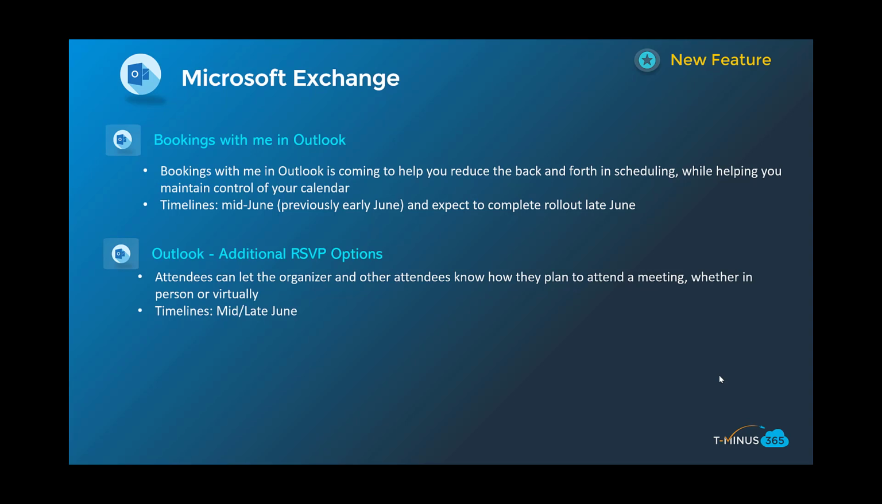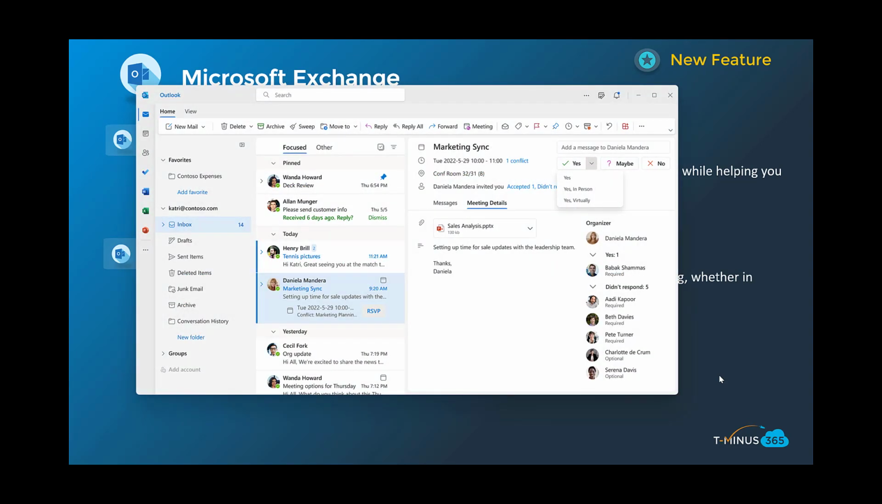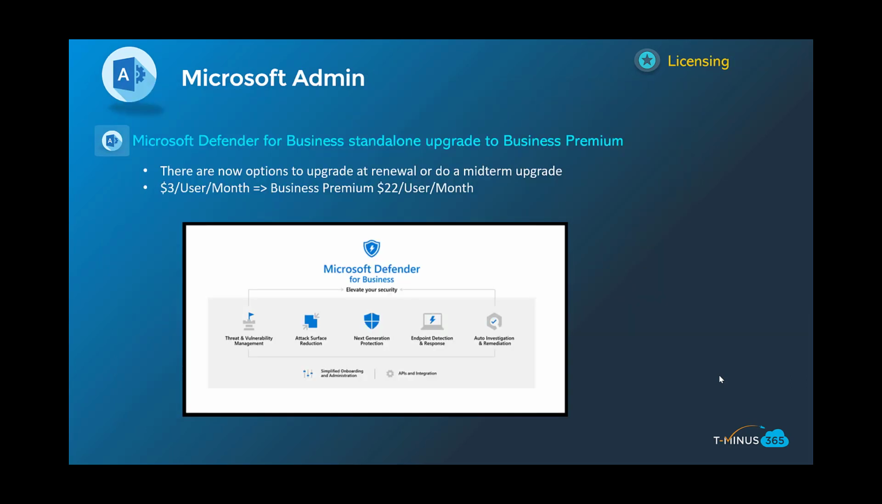The other one here you have is the additional RSVP options to let attendees know if they have the ability to attend the meeting virtually or in person. This is highly relevant now with a lot of companies going into a hybrid workforce. So that's just another nice to have that's coming out mid to late June. This is what that looks like as far as the screenshot goes, and you can see it's just yes, yes in person, yes virtually. Last announcement here is related to the Defender for Business offering.